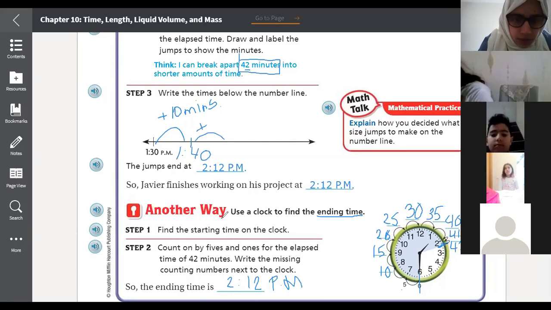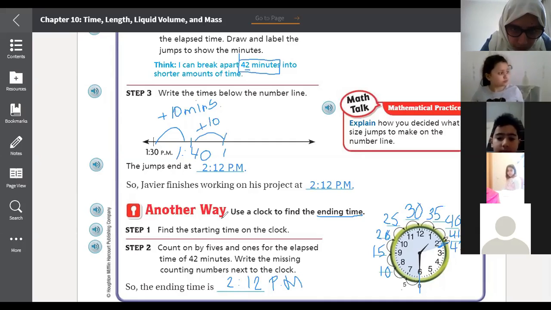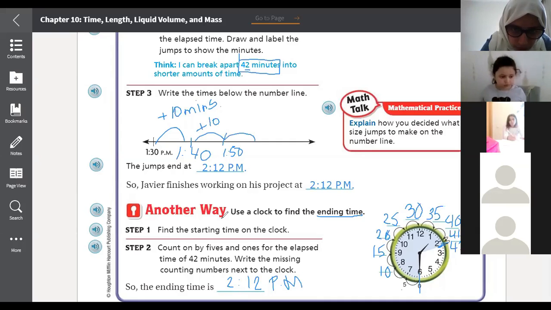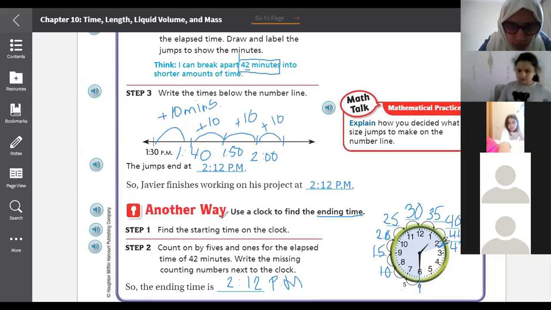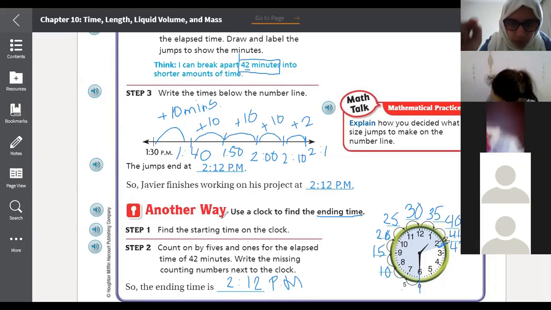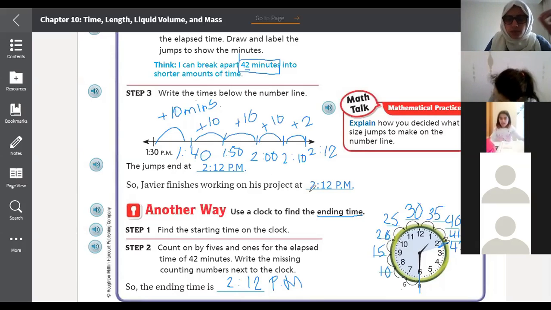Another 10, 150. Another 10, we said the 150 became 2 o'clock, plus 10 to 10, plus 2 to 12. I'm going to give you guys a chance to write it.